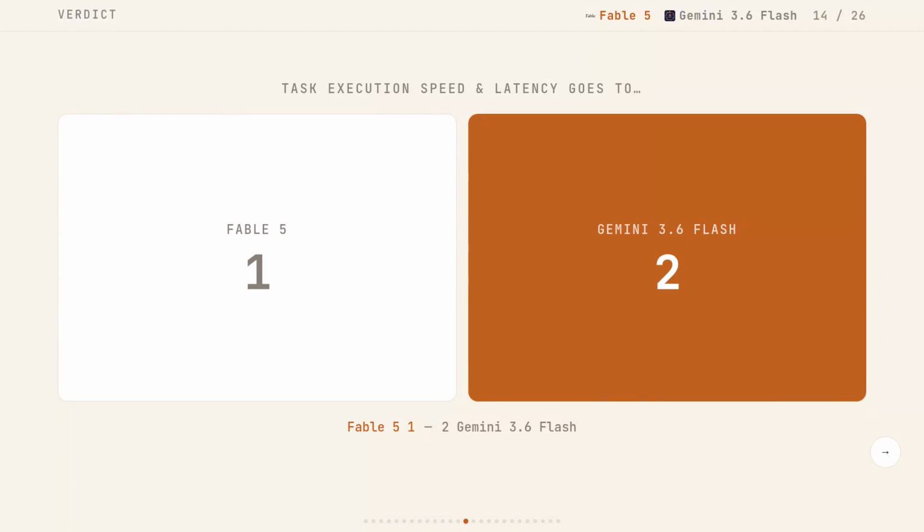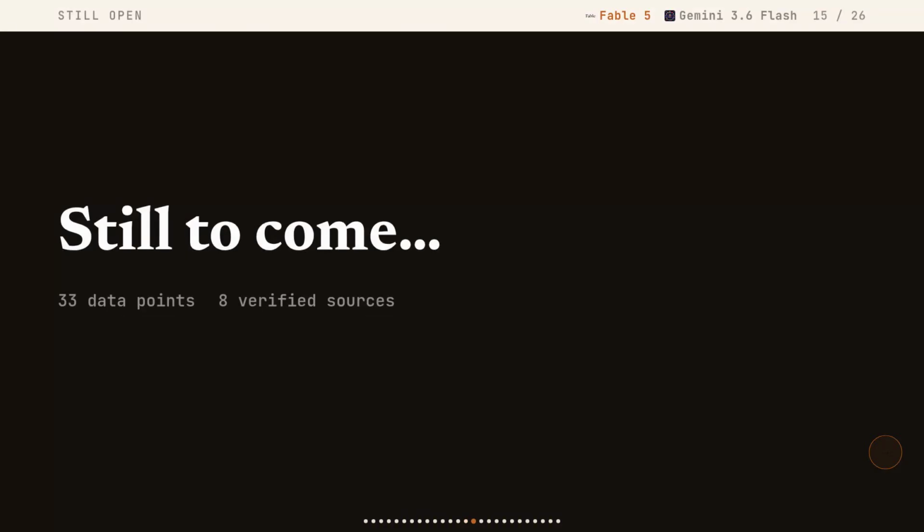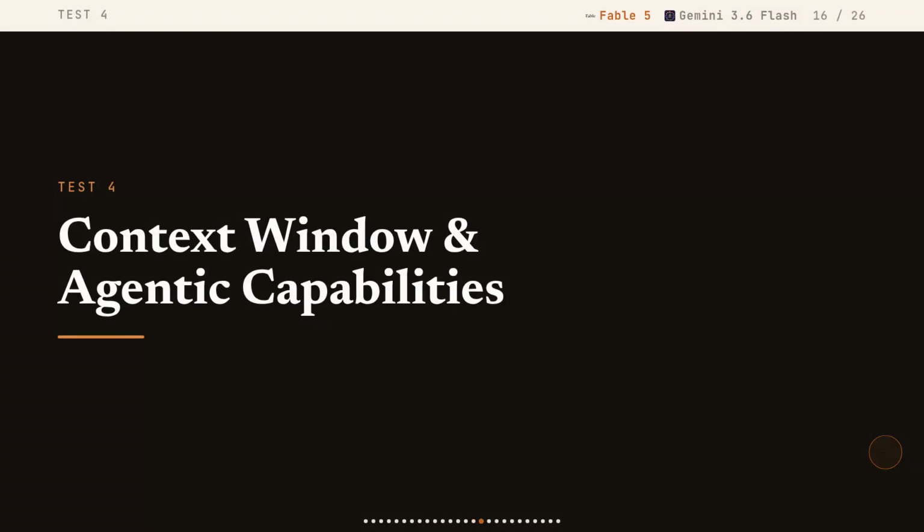That puts Gemini 3.6 Flash ahead 2-1. 2 tests left, and the next one is a context window test where both models are sitting on the same 1 million token window, and the one after that is the overall intelligence score that decides whether Fable 5's premium is actually earned. Test 4, context window and agentic capabilities.